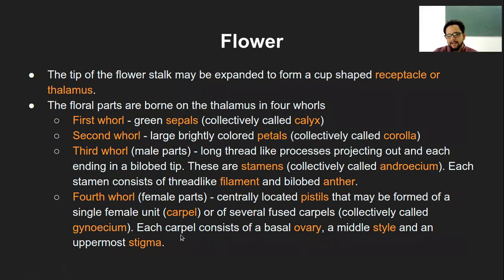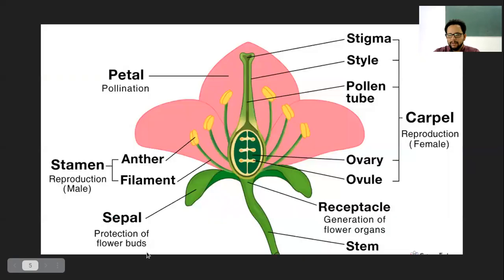Each of the carpels consists of a basal ovary, then a filament-like structure, that is the style, at the middle portion, and the uppermost part is the stigma. So this is the ovary, this tubular structure is the style, and the uppermost flat portion is the stigma, and this collectively is called the pistil. When it is single, we call it a carpel. When there are fused carpels, that is called the gynoecium, but they are all female reproductive structures.